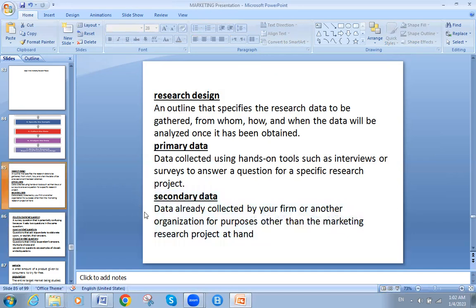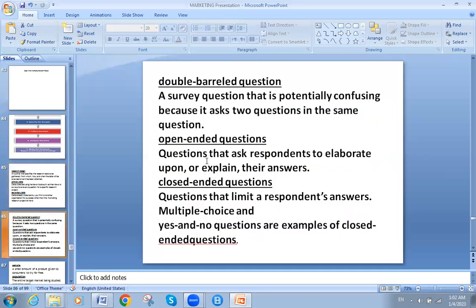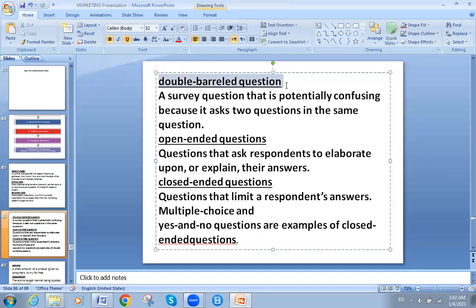What about the questions which you will ask the people? We have double-barreled questions. It is a survey question that is potentially confusing because it asks two questions at the same time. Don't do this. You should ask only one question at a time. So don't put, as an example, "Do you like to drink soda? And if you like to drink soda, what do you like in it?" No.